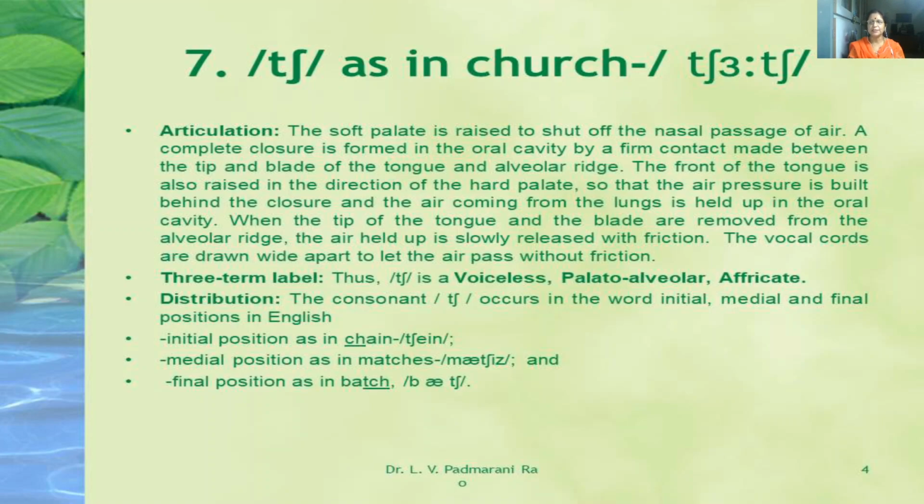So, the three-term label for ch is voiceless because the vocal cords do not vibrate, palato-alveolar because the hard palate and the alveolar ridge are involved in the production of the sound, and affricate because a complete closure is observed and a slow release with a slight friction is seen. So voiceless, palato-alveolar, affricate is ch.